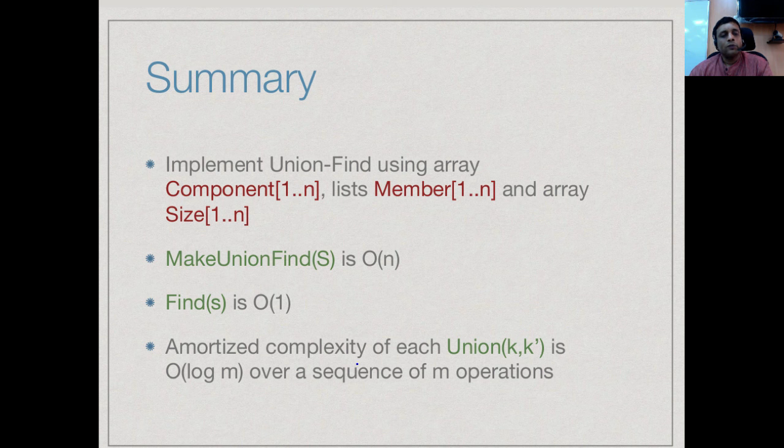To summarize, we can implement union find using an array to keep track of components, an array of lists to name the vertices in each component, and another array to keep track of the size of each component. With this, the initialization step of making the union find data structure of disjoint individual element partitions is order n. Find takes constant time. The amortized complexity for a sequence of m operations is m log n. So we can think of each union operation as taking log m time over a sequence of any such m operations starting from the initial thing.